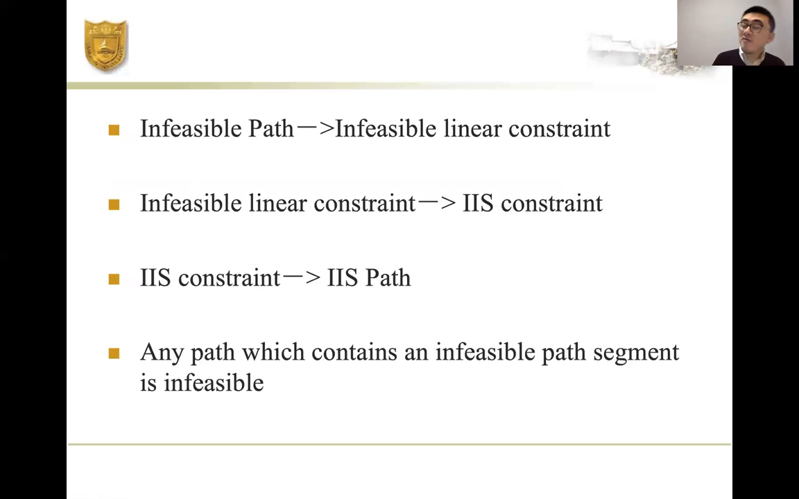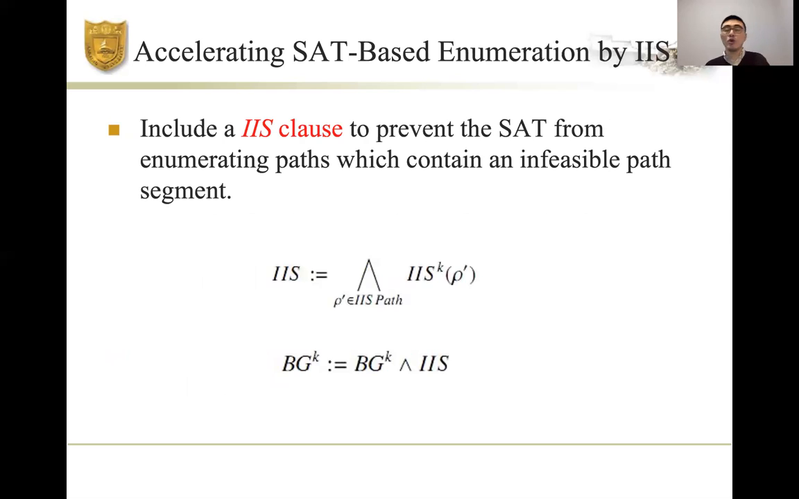Here, infeasible paths will generate infeasible linear constraints. When we have infeasible linear constraints, we can have IS constraints, and when we have IS constraints, we can have IS paths. As we say, any path which contains an infeasible path segment is infeasible. So we can add IS paths back into the graph structure to dismiss all the paths which may have such path segments. So we introduce a new IS clause to prevent the SAT solver from enumerating paths which contain an infeasible path segment.